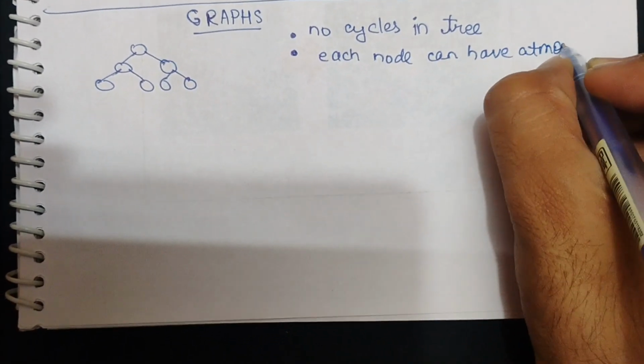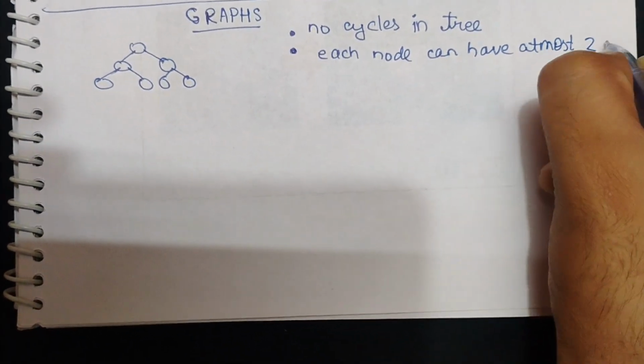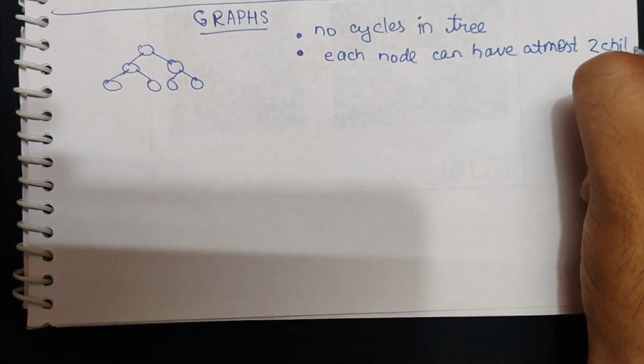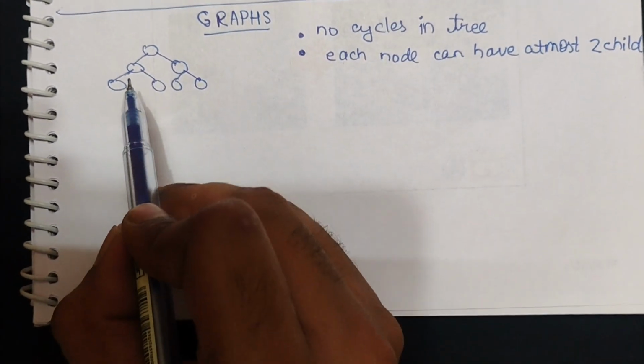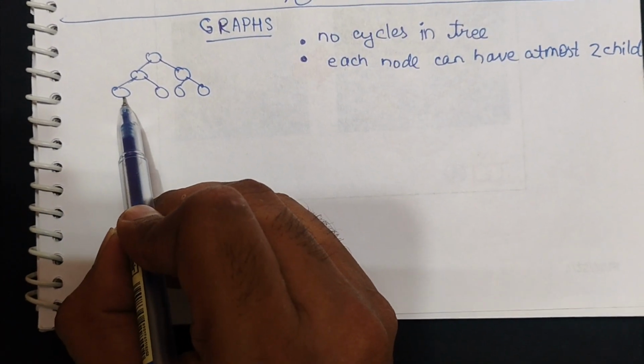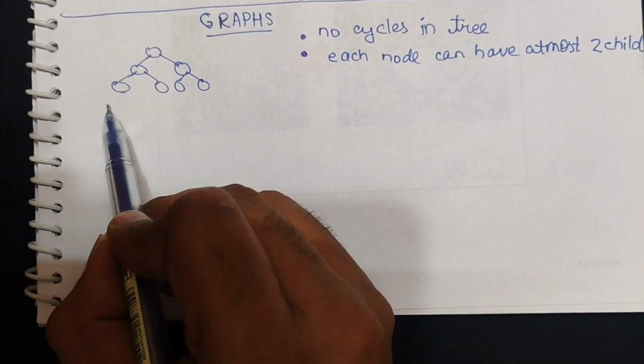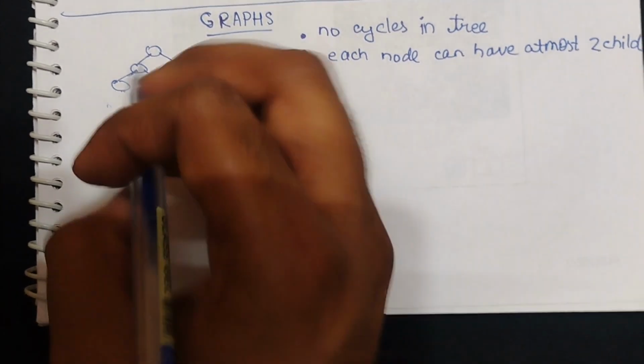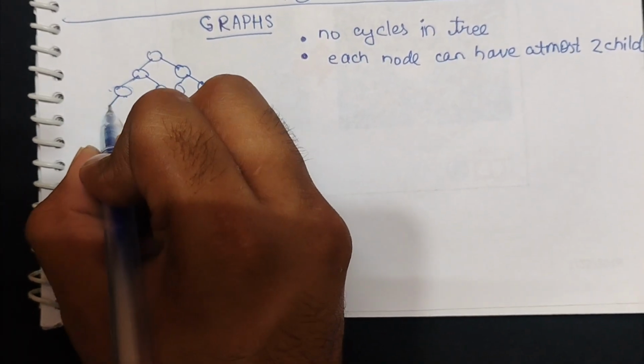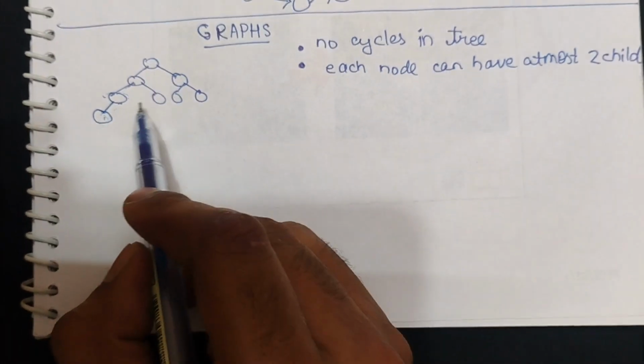The next property is that each node can have at most two children. Either a node will have zero children, or it can have one child, or it can have two children, but not more than two, right?